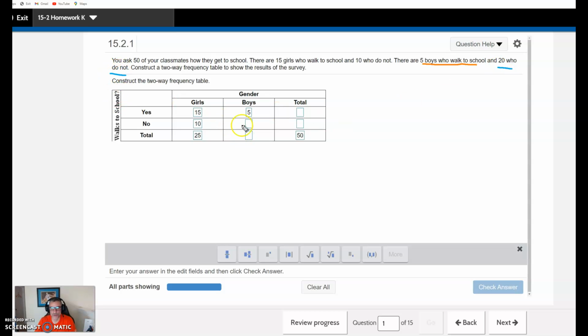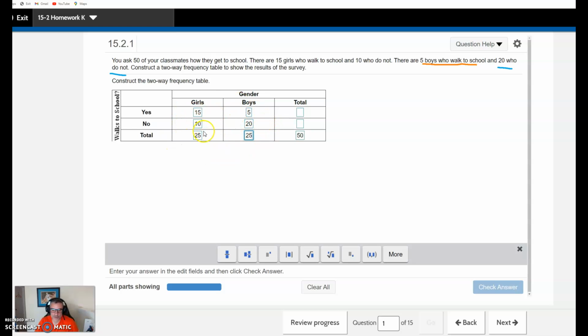Look at all these lazy boys getting driven by their mommies to school. All right, boys 5, 20 who do not. So I put a 20 here, and then I add these up, all right? So this tells me a bunch of information. I know that it was evenly split, 25 boys, 25 girls, right?